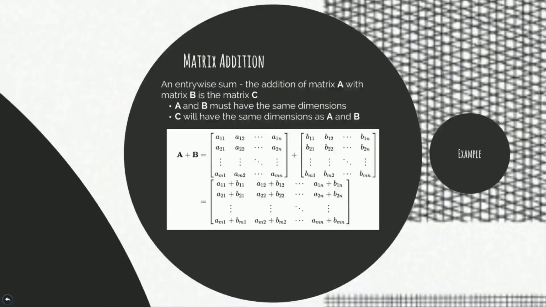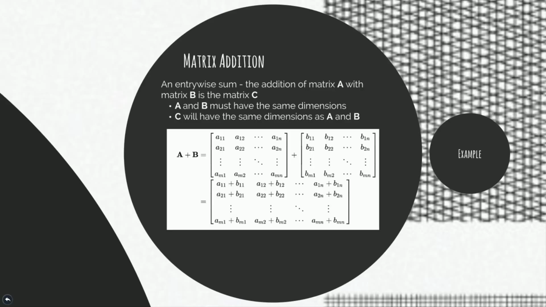So matrix addition is just going to be an entry-wise sum. The addition of matrix A with matrix B is going to produce a matrix C. And here you also have to ensure, since it is an entry-wise sum, that the dimensions of A and B must be the same. Furthermore, the matrix that you produce is going to be the same size as A and B.